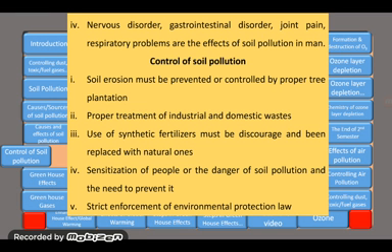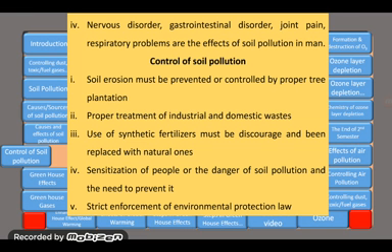Then 4. Sensitization of people on the danger of soil pollution and the need to prevent it. We must sensitize people for them to know the danger behind soil pollution and the need for everyone to prevent soil pollution.